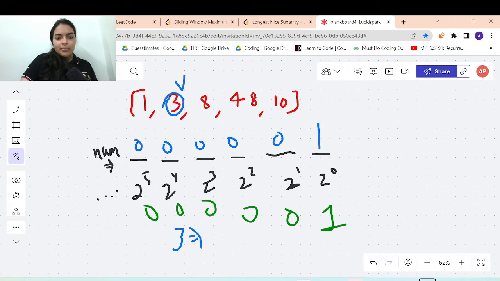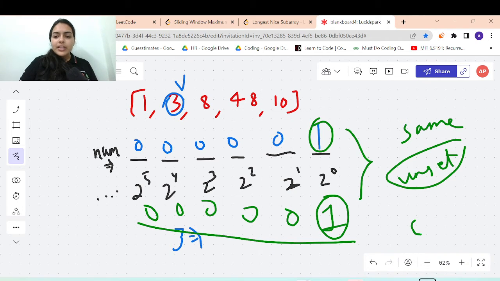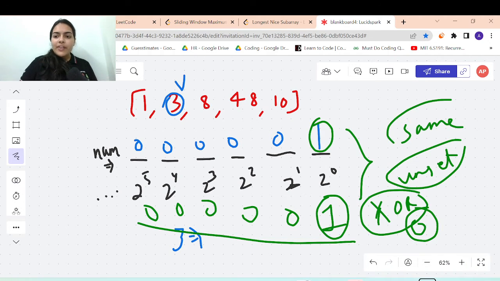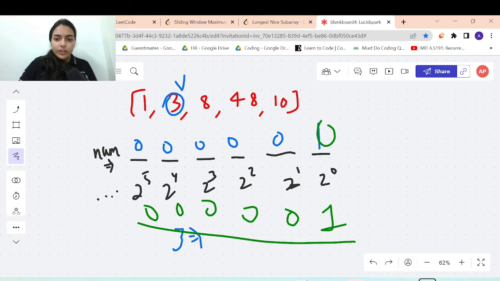Okay, 1 is this number. Now if you do XOR, whenever you have the same positions, it will unset those bits, right? So 1 and 1 is equal to 0 in XOR. 1 XOR 1 is equal to 0, right? So if you just do XOR, you are going to unset this bit. So that is what we want.